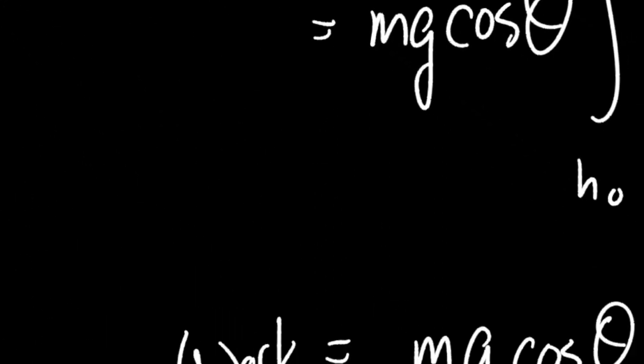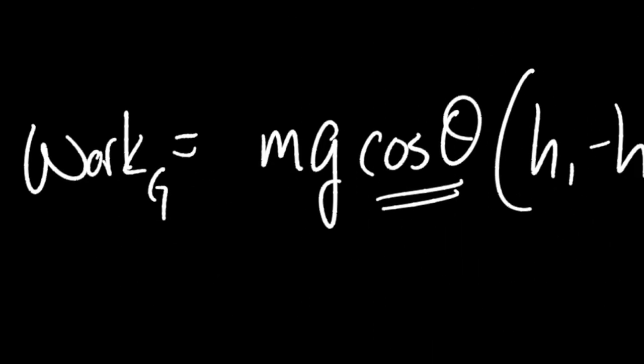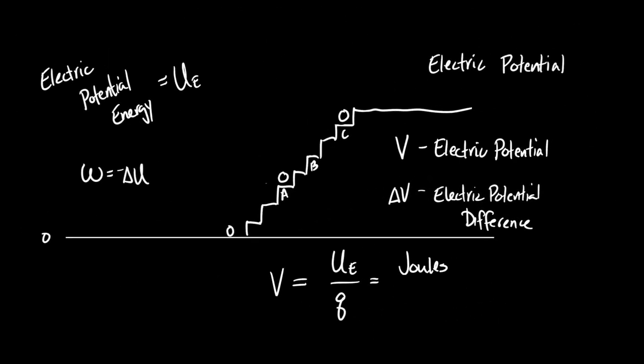Because electric potential will be defined as joules per coulomb, also known as the volt.